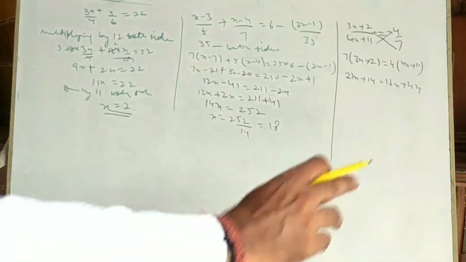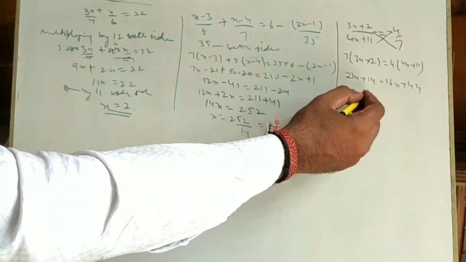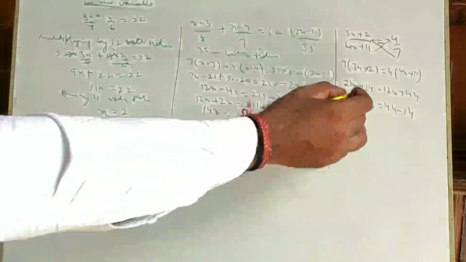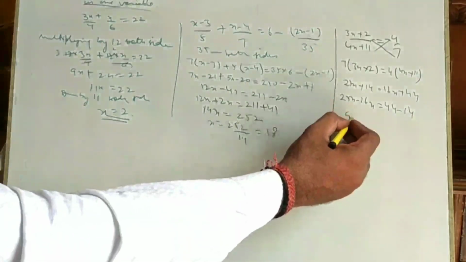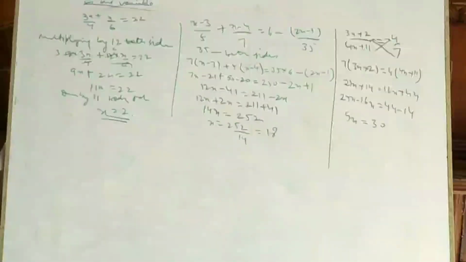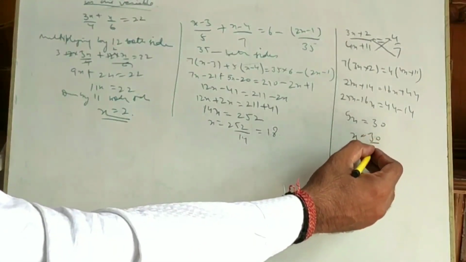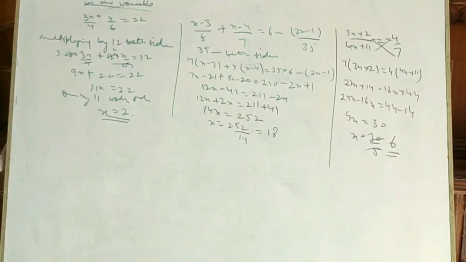Now transposing means this becomes minus 16x. This was plus 16x, it becomes minus 16x, is equal to 44 minus 14, because this was plus 14, it becomes minus 14. So this is how much? This is 5x is equal to 44 minus 14, which is 30. Now dividing by 5, you can directly write it as 30 divided by 5, and that will be 6. So we have x is equal to 6.